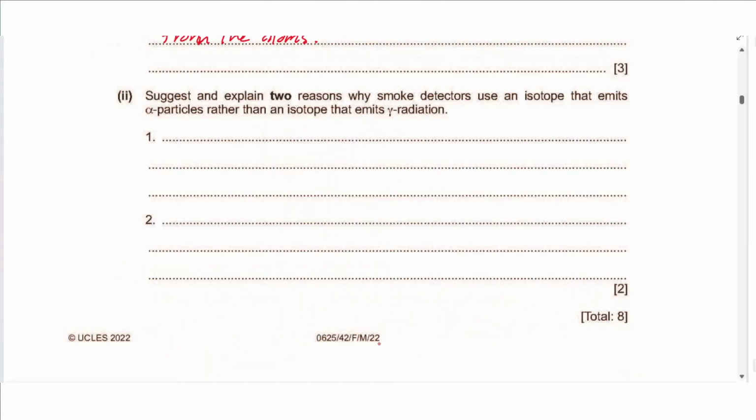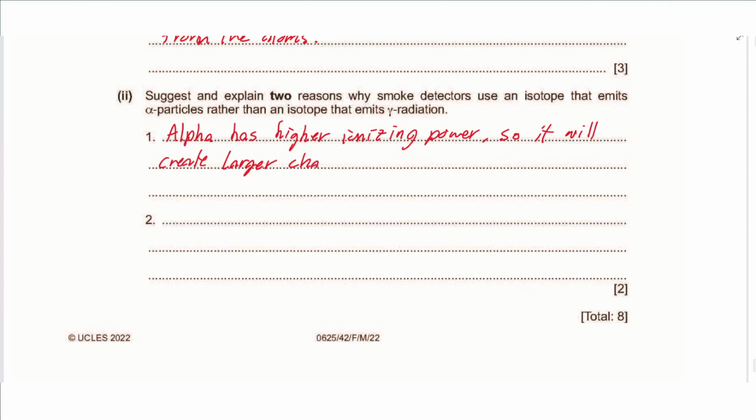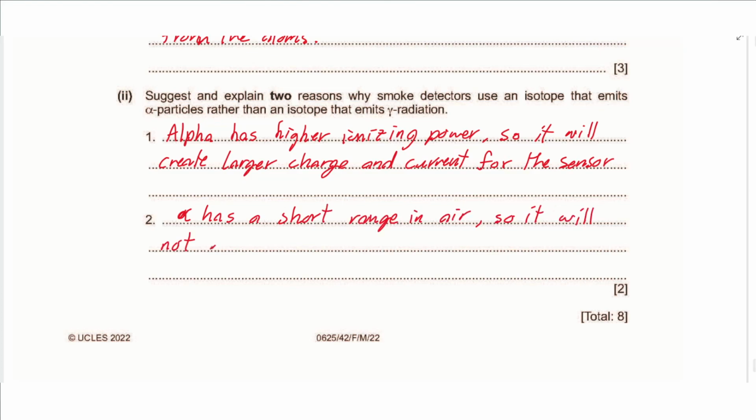Double I says, suggest and explain 2 reasons why smoke detectors use an isotope that emits alpha particles rather than an isotope that emits gamma radiation. The first reason is that alpha has a higher ionizing power, so it will create larger charge and current for the sensor. Another thing is that alpha has a short range in air, so it will not go far in the room beyond the sensor, which is less harmful.